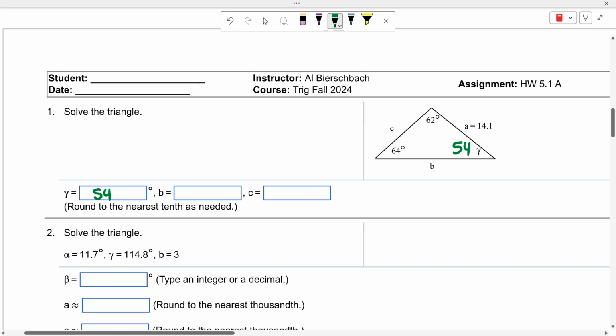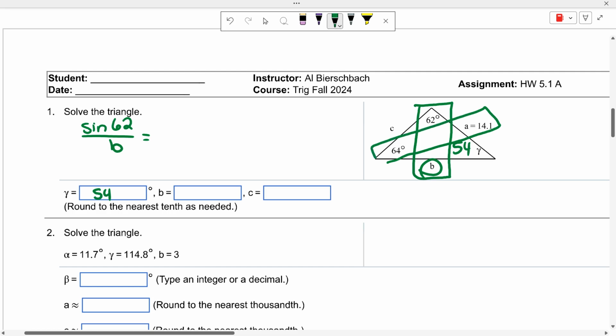Now, I want to find out what side B is. To do law of sines, you use opposites. So, to figure out side B, I want to take the sine of the angle opposite it, 62, over B, equals opposites that we know. Here's something we know. I know that the sine of 64 is opposite of 14.1.